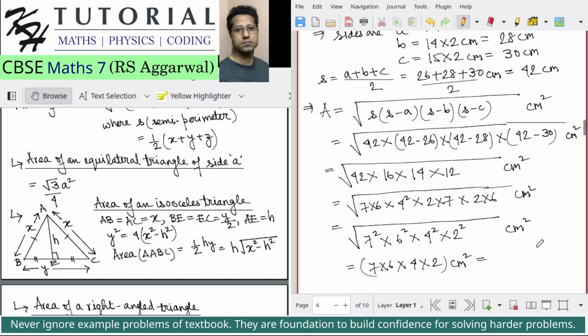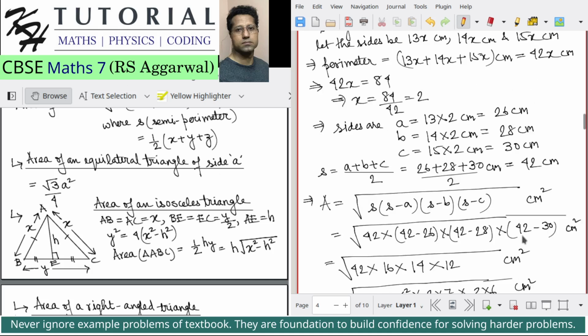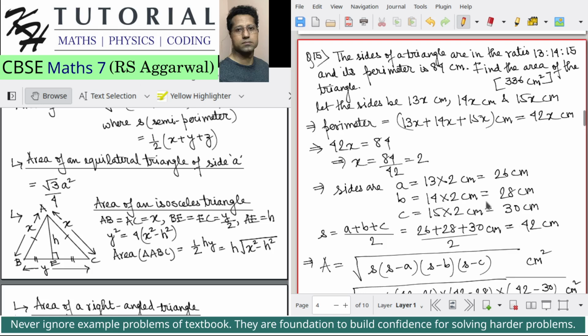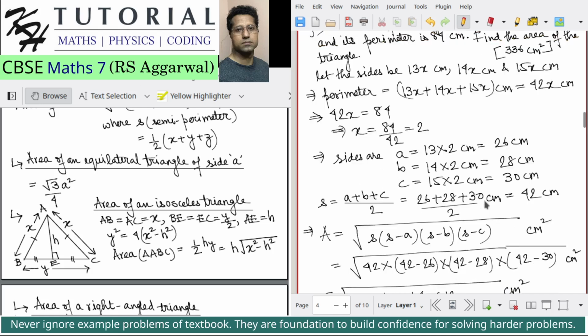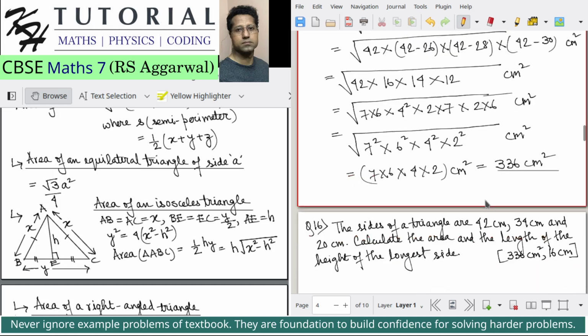How much is 48 multiplied by 7? That is 336. So the area of the triangle is 336 centimeter square. Okay. Let's do the next problem.